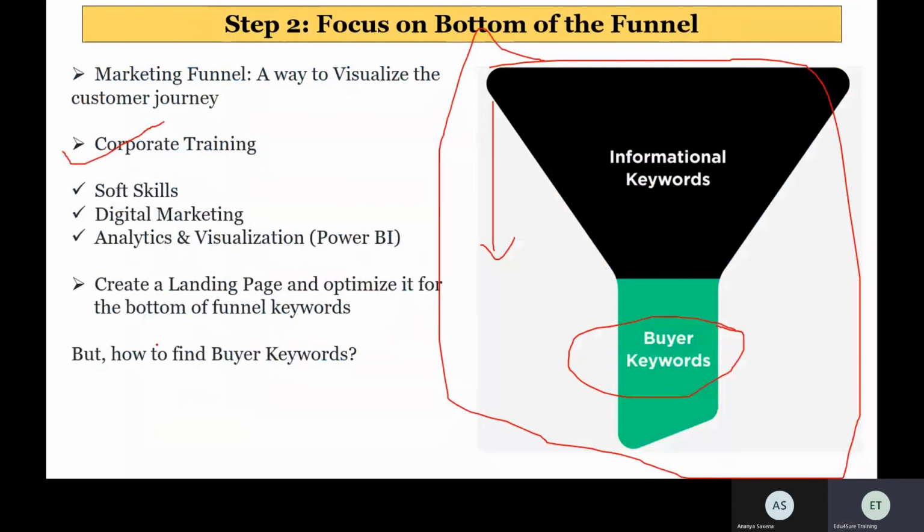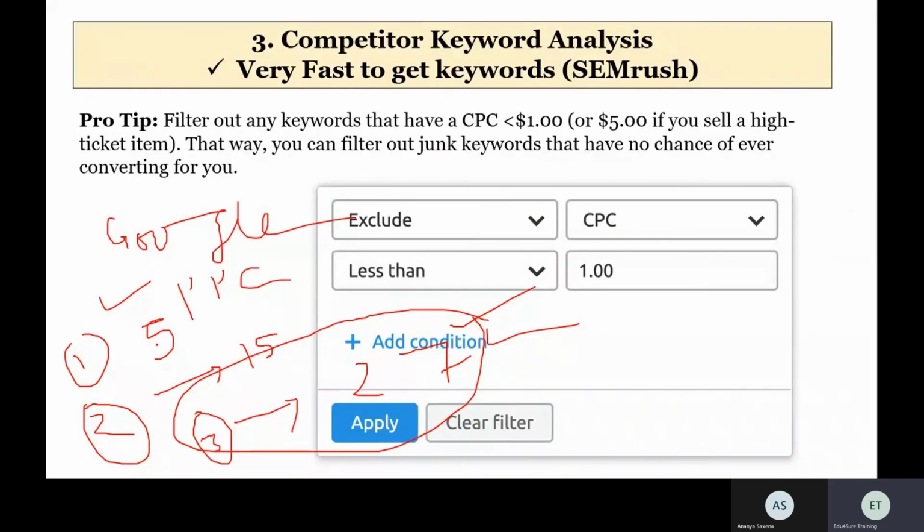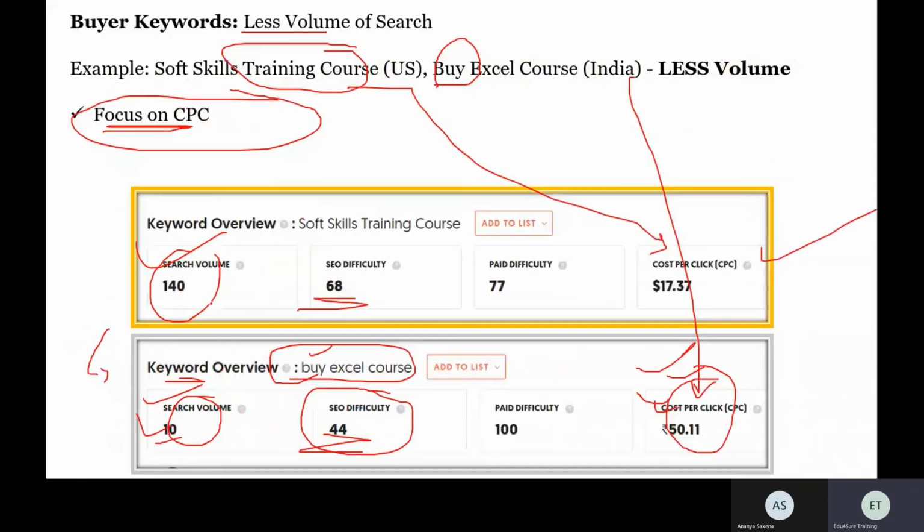Second step is we are supposed to focus on the bottom of the funnel, that is the buyer keyword. Buyer keywords come from the competition, where you get so many buyer keywords. Then you go to Autosuggest or SEMrush and remove those keywords which have low CPC. Whatever keywords you get, take those, no matter whether the search volume is less or not.